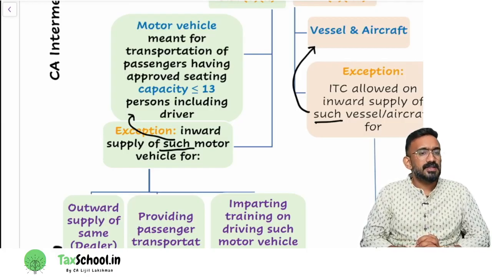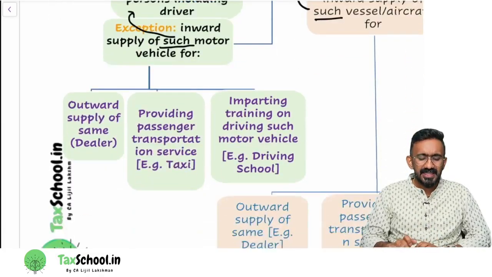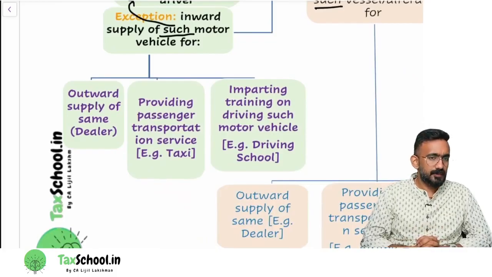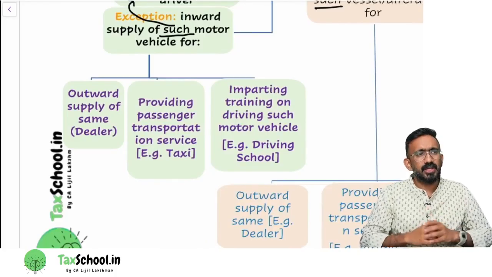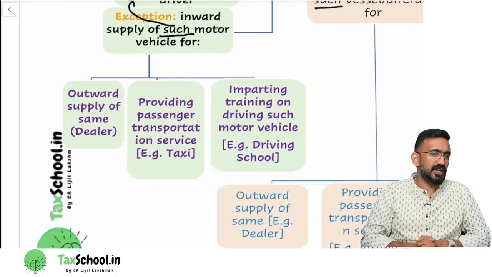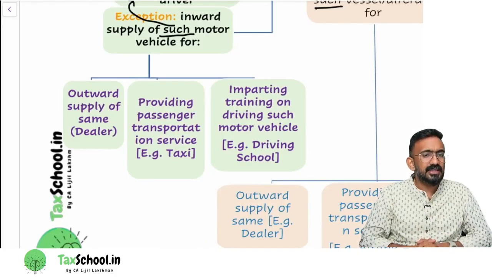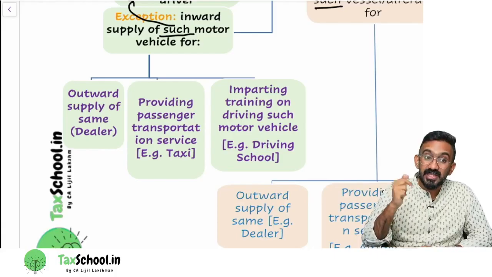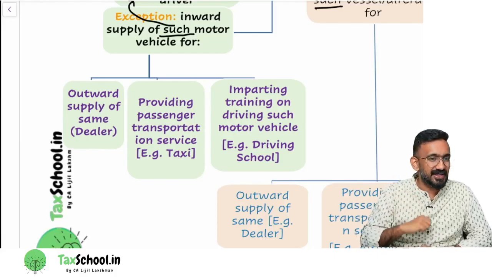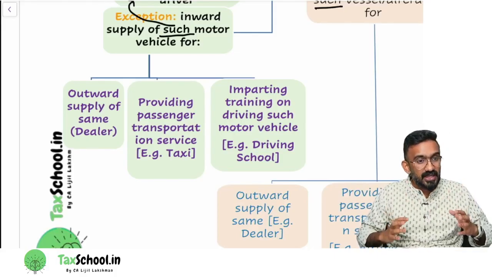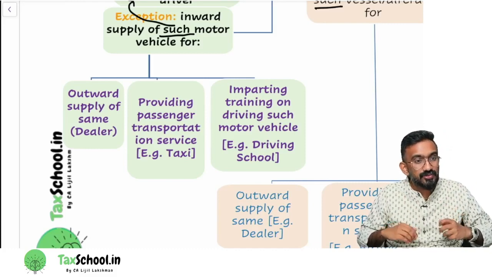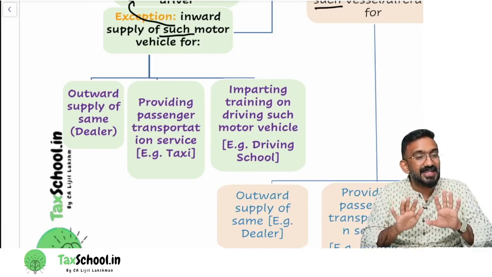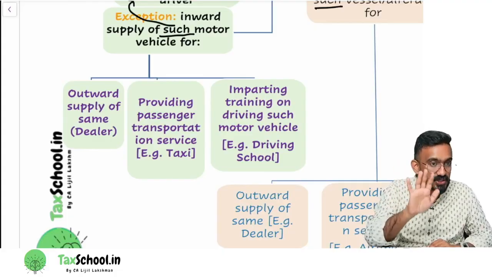Now, there is a clarification about demo vehicles. There are cases where the dealers would purchase demo vehicles. New releases are happening, so demo vehicles are either kept there or used as test drive vehicles. Can the dealers take the input tax credit on a test drive vehicle? They said yes, because of the words inward supply of such a motor vehicle for outward supply of the same. So is this test drive vehicle also being used for selling this vehicle? Yes, so they can take the ITC on test drive vehicles as well. They have clarified that.